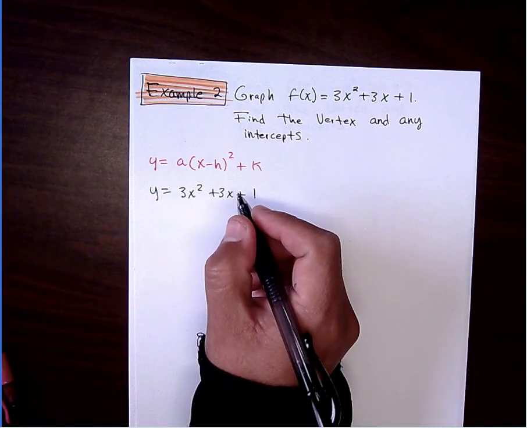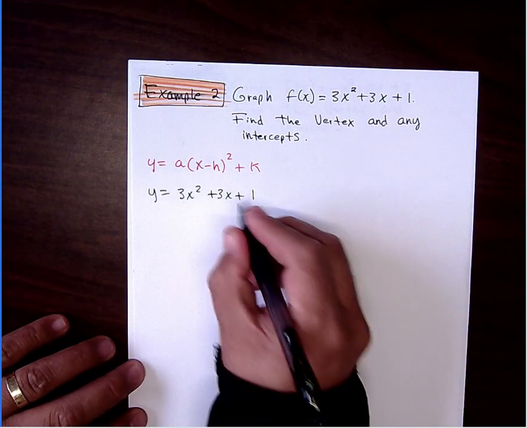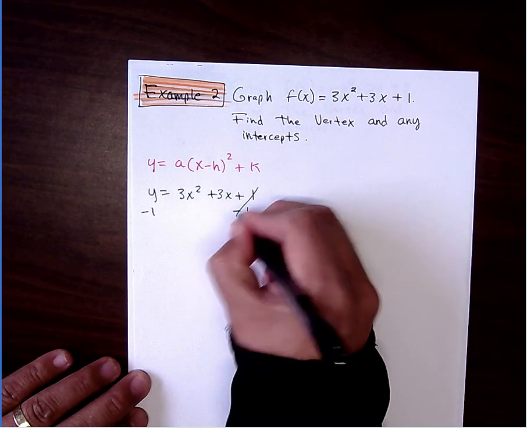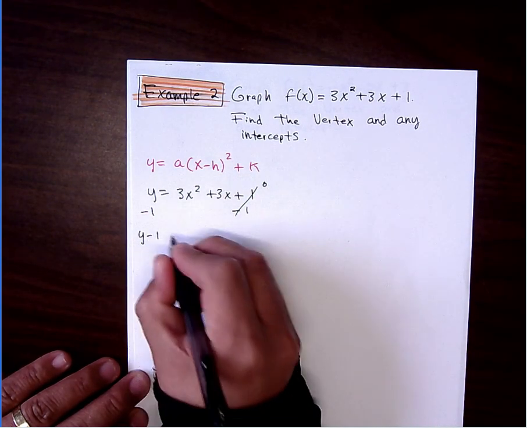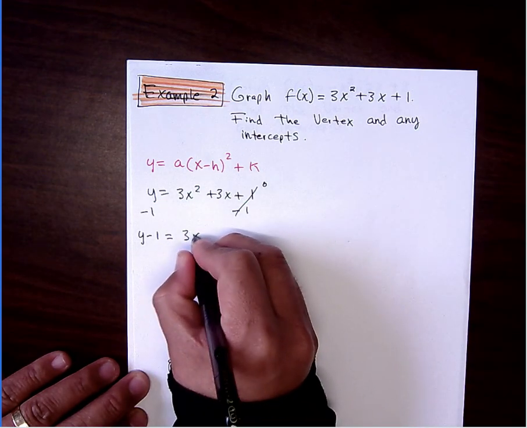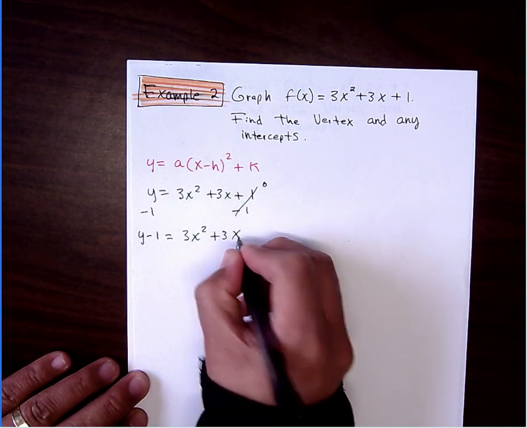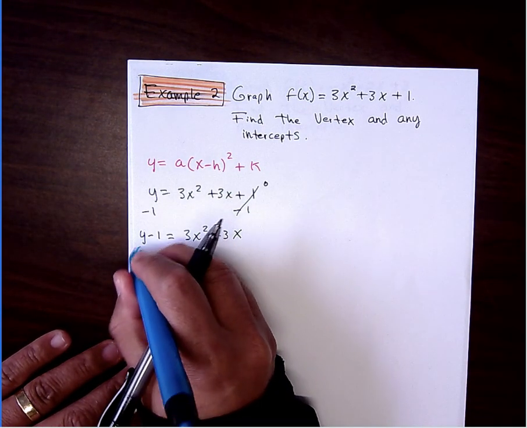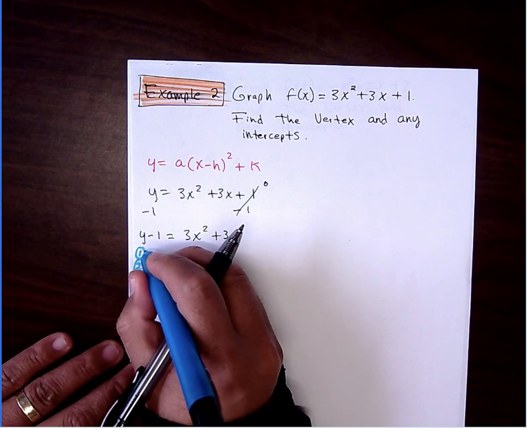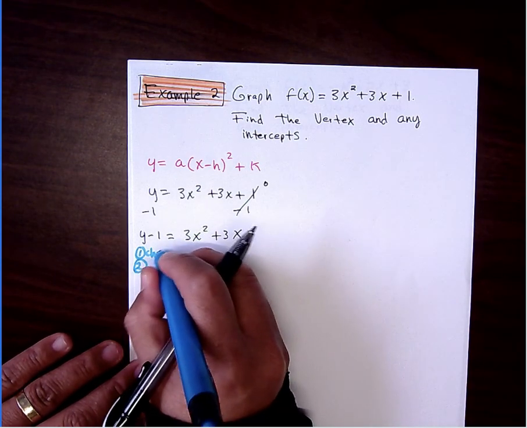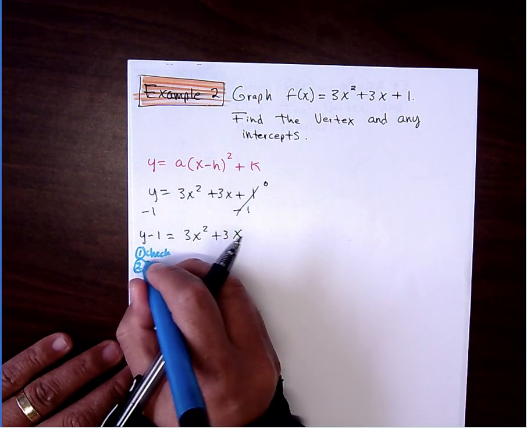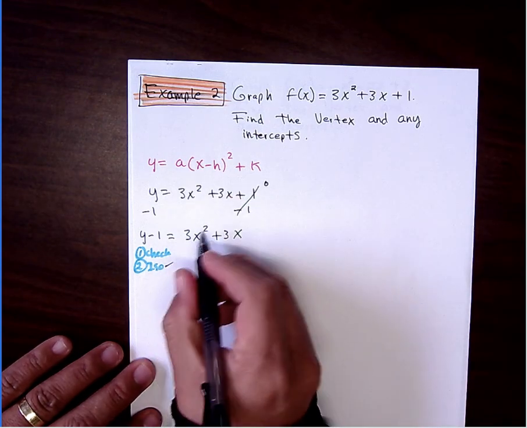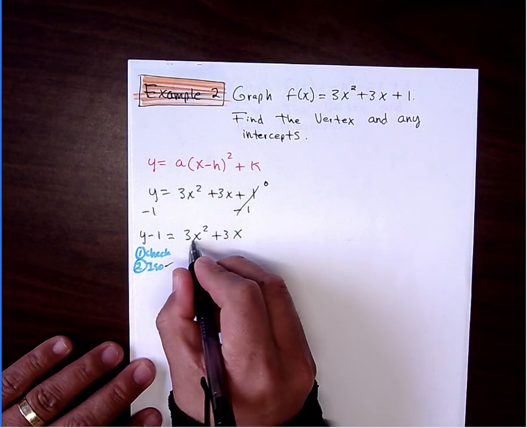In order to do that, first we're going to bring this one over to this side. Minus 1. So y minus 1 equals 3x squared plus 3x. So remember step 1, and I'm going to put step 1 here. And step 2. So this is where you check this number, and we already isolated. So that one's already done. But we need to check that number and we need to actually take it out.